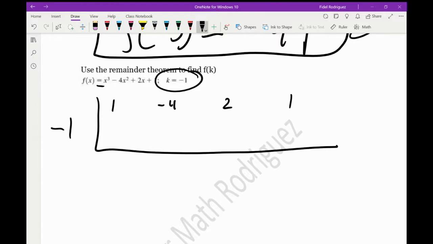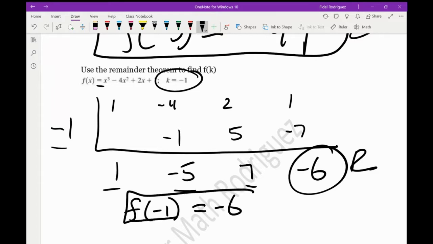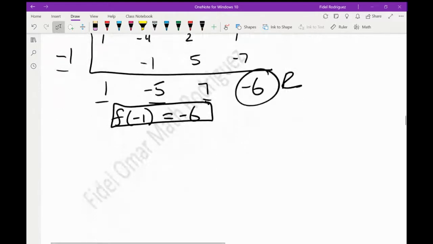And I'm going to go ahead and start bringing my numbers down. So I'm going to bring down the number 1, and I'm going to multiply. So -1 times 1 is a -1. I'm going to add straight together. That's a -5. Multiply again. -1 times -5 is a +5. Add them together. That's 7. -1 times 7 is a -7. Add them together. That's a -6. Here is my remainder. So all this is telling me is that f of -1 is equal to -6. And that's my remainder theorem, okay?